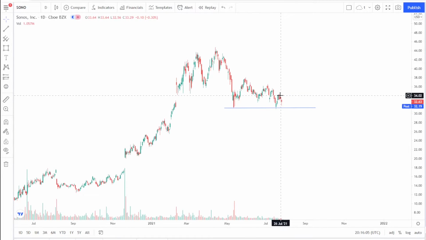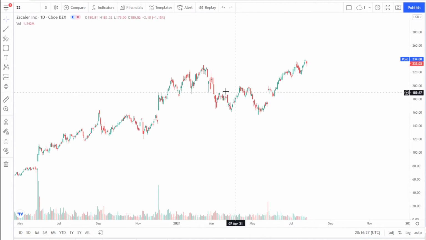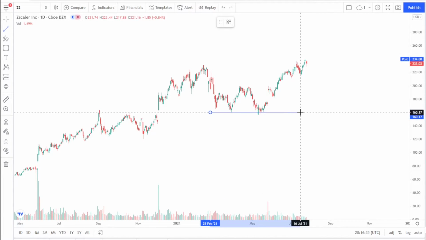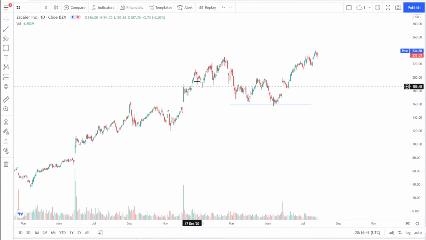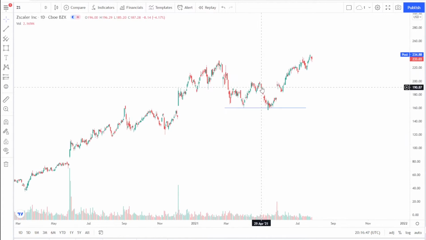Another undercut and rally stock I wanted to show really quick is Zscaler. You can see we first came down and found support right here, right after a great run and some consolidation and some profit taking and selling. You can see we come down again to test it and undercut it and quickly rally above.